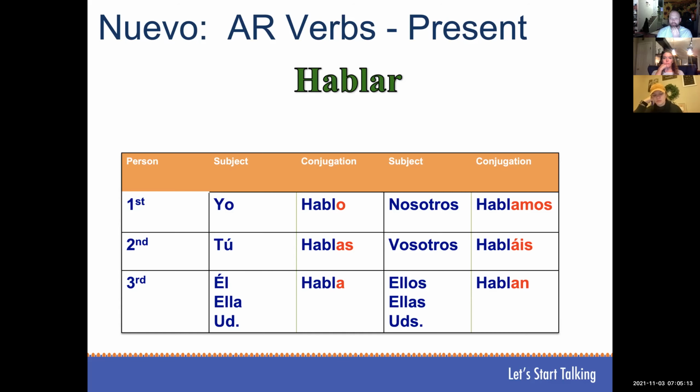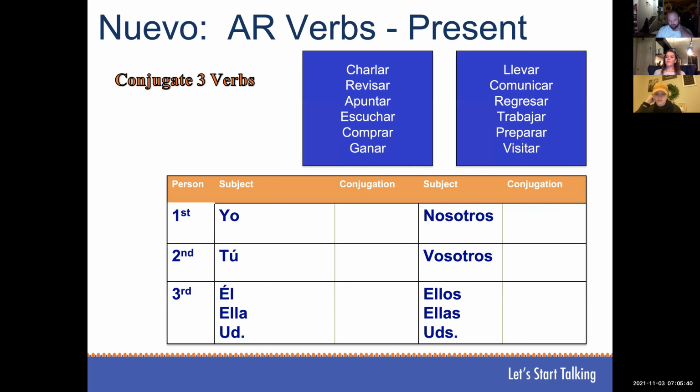Can you go through this full conjugation for us, Sky? Yo hablo, tú hablas, él habla, ella habla, ustedes habla. Careful. It's not ustedes. Yeah, just usted. Good. Usted habla. Nosotros hablamos, vosotros habláis, ellos hablan, ellas hablan, ustedes hablan. Muy bien. So let's practice conjugating three of these verbs each.